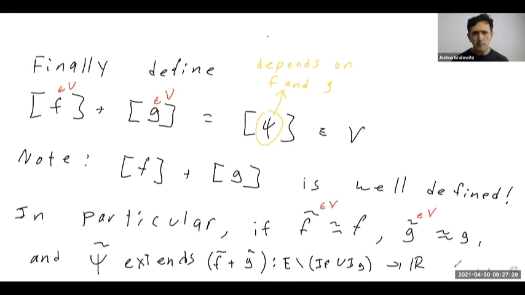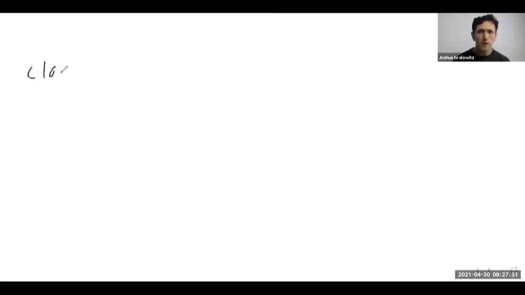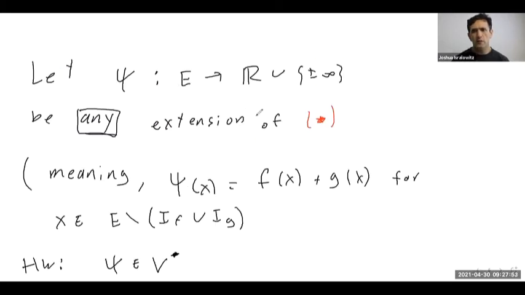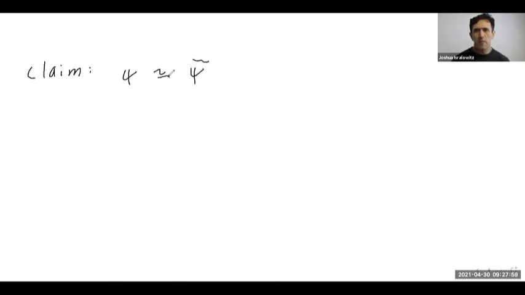Okay. So I claim that doesn't matter. If psi is formed from F and G, and psi tilde is formed from F tilde and G tilde, we don't care what the extension of psi tilde is, nor do we care what the extension of psi is. As long as it extends, then we're okay. Then we have the same class, and so everything is well defined.